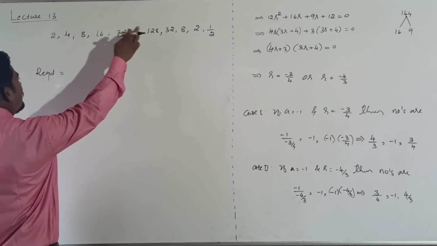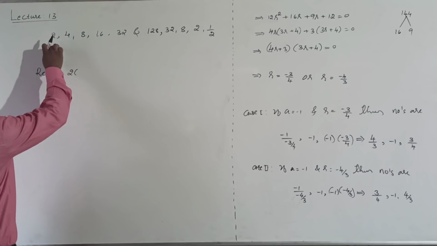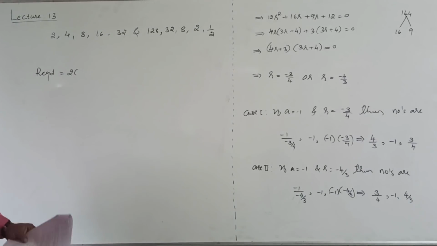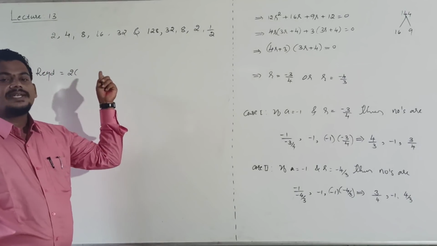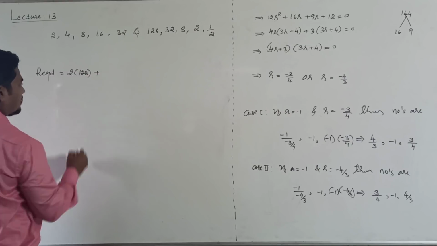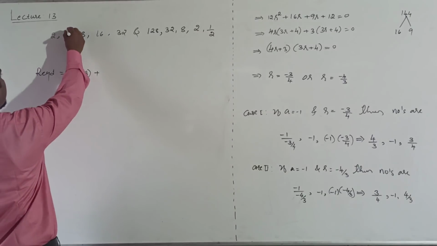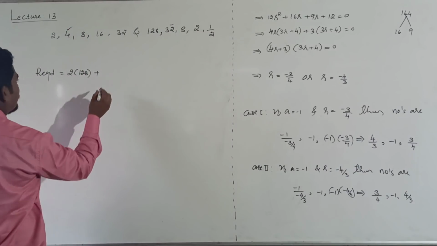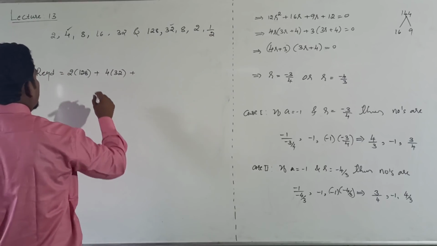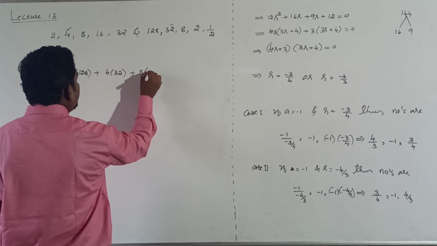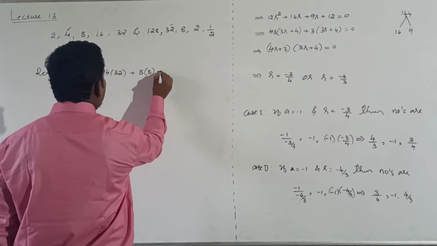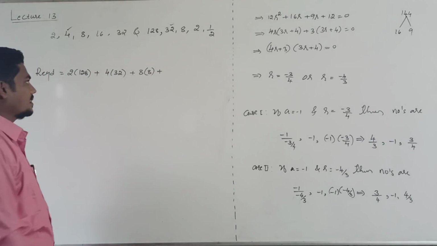Required sum is equal to the sum of products of corresponding terms, meaning the first term in the first sequence into the first term in the second sequence, that is 128, plus the second term in the first sequence into the second term in the second sequence, that is 4 into 32, plus 8 into 8, the third term with the third term.